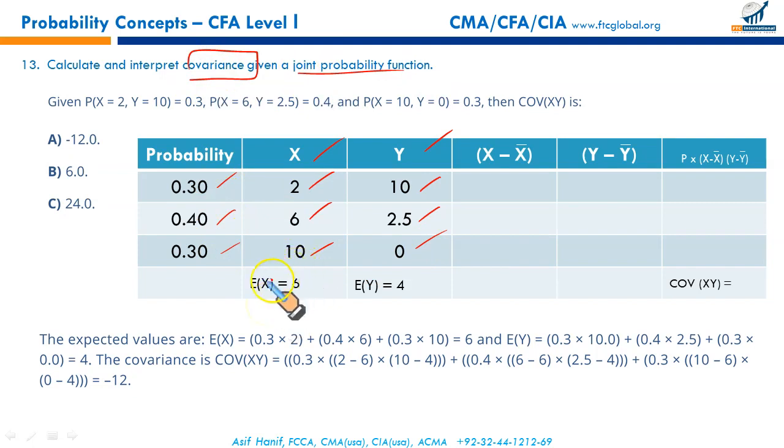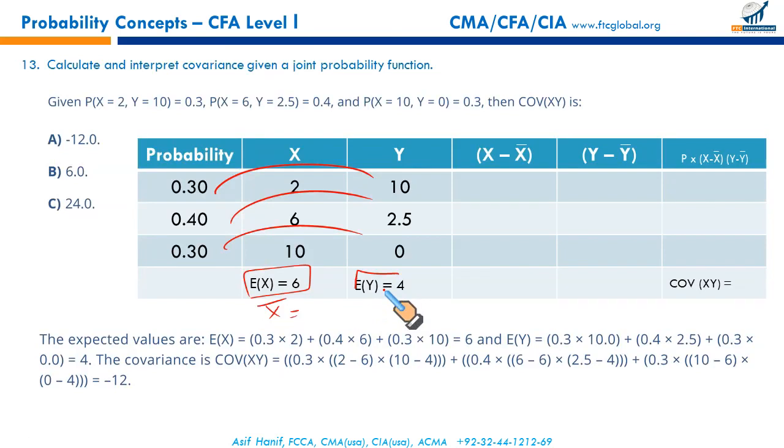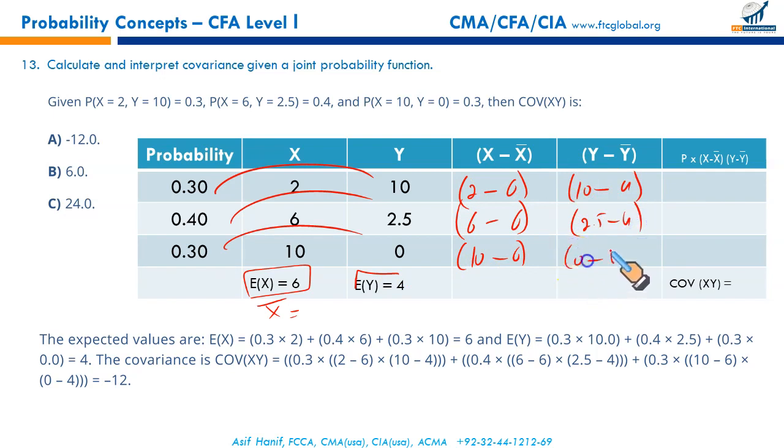The first step we should do is to calculate the mean, multiplying these probabilities with the returns. Multiplying these probabilities with the returns will give you EX, EY, which in fact means the mean of X and the mean of Y. The next step will be to subtract these returns from the mean. 2 minus 6, 6 minus 6, and 10 minus 6. Here you will have 4, 10 minus 4, 2.5 minus 4, and 0 minus 4.